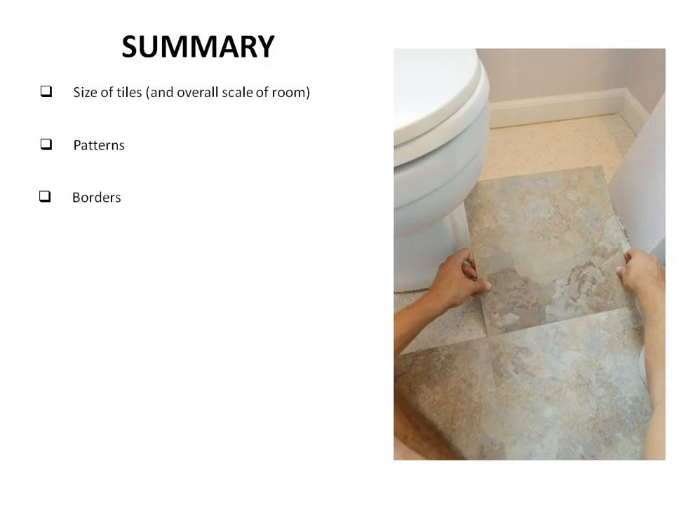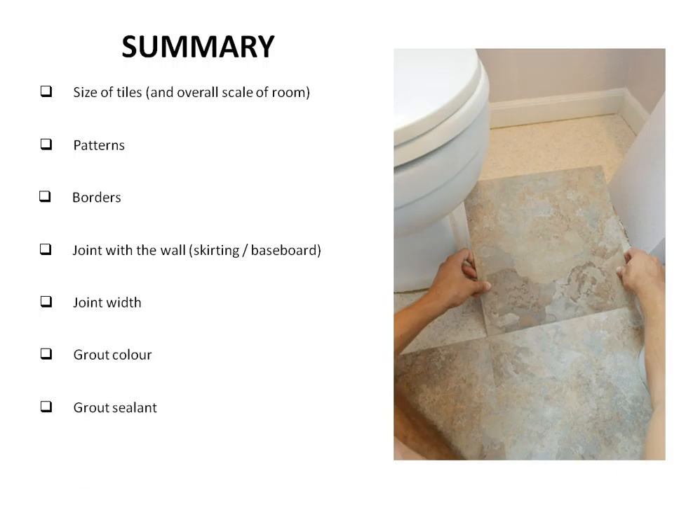Again, borders, and whether you want to inset them, use them right at the edge, all the different varieties that come with that. The joint with the wall, again we talked about either the skirting or the baseboard or using a tile. The joint width, which is the distance between the actual tiles themselves. The grout colour, and also using grout sealant to preserve the colour and make it more durable and long lasting.